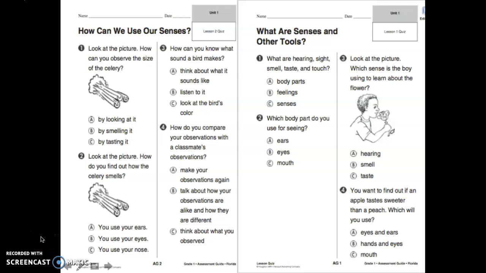Okay, for this, you're going to do this on your own. If you need a privacy folder, go ahead and get it. The heading of this section says, how can we use our senses?